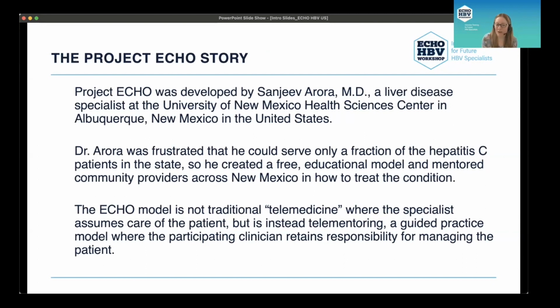Okay, the Project Echo story, if you're unfamiliar with Echo. Project Echo was developed by Dr. Sanjeev Arora. Dr. Arora is a liver disease specialist at the University of New Mexico Health Sciences Center in Albuquerque. He was frustrated that he could only serve a fraction of the hepatitis C patients in the state, so he created a free educational model and mentored community providers across New Mexico in how to treat the condition. So the ECHO model is not a traditional telemedicine where the specialist assumes care of the patient, but instead it's telementoring. So it's a guided practice model where the participating clinician retains responsibility for managing the patient.